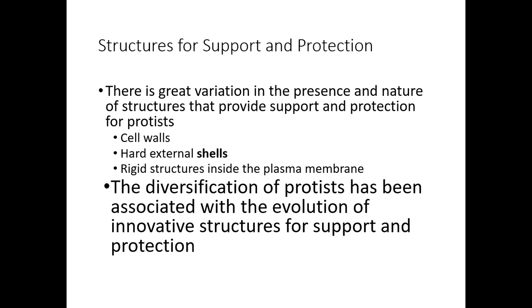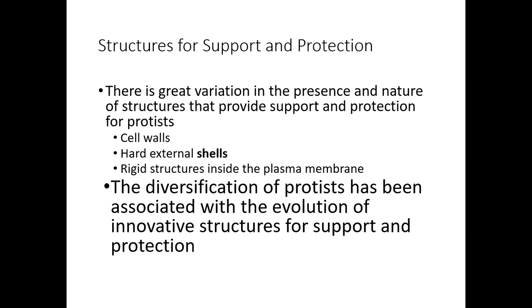Again, these simple eukaryotes. So in terms of support and protection, we see that there's a whole lot of variation among the different lineages of protists with respect to things that allow them to be supported and to be protected. So some protists have cell walls. Some have these hard external shells, almost glass-like. We'll see rigid structures that are inside of the cell membrane as well.